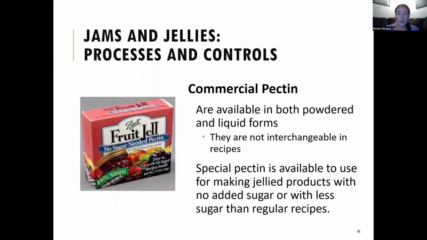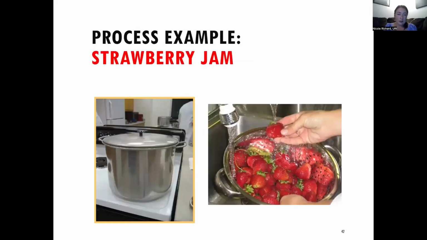Commercial pectins are available in powder and liquid forms. They are not interchangeable. So if the recipe calls for a liquid pectin, you need to use a liquid pectin. If it calls for a powdered pectin, obviously use a powdered pectin. And as we talked about, there's a different type of pectin if you want to do something with no sugar or less sugar.